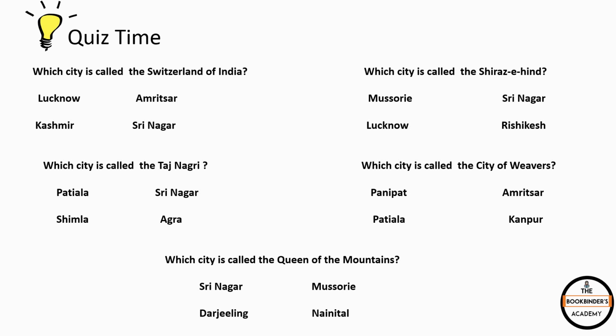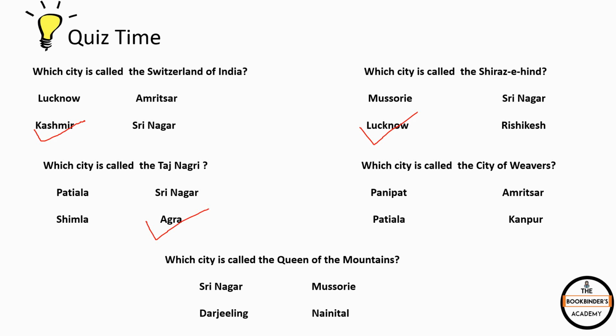Which city is called the Switzerland of India? Kashmir is called the Switzerland of India. Which city is called the Shiraz-e-Hind? We've already discussed this. Shiraz-e-Hind is nothing but Shiraz of India, and it is the center for Islamic studies. It is none other than Lucknow. Which city is called Taj Nagari? I think this is one of the easiest questions in the lot, and Taj Nagari is none other than Agra, which is the city of Taj.